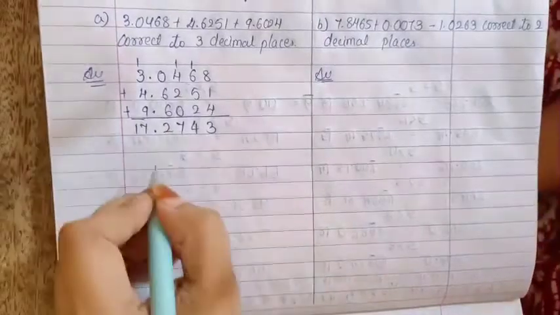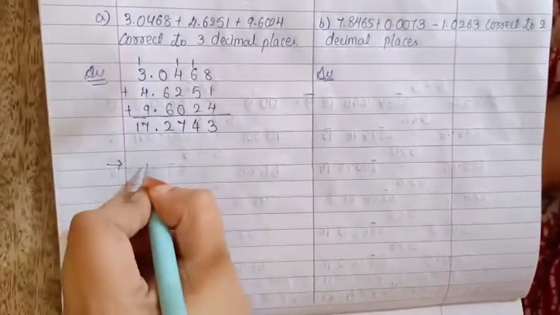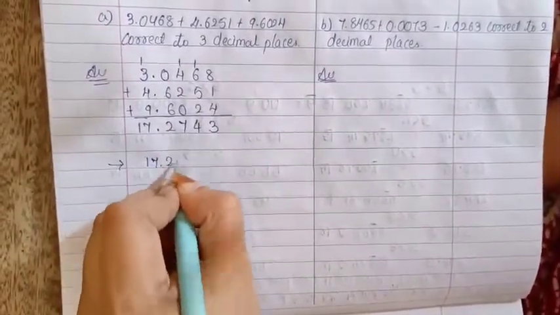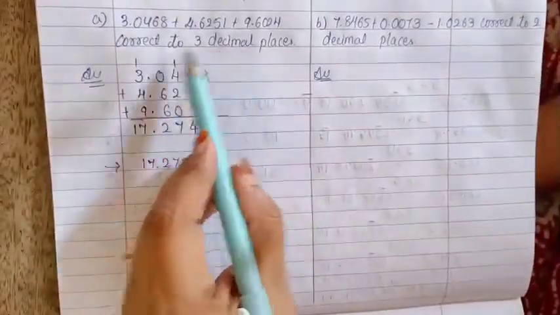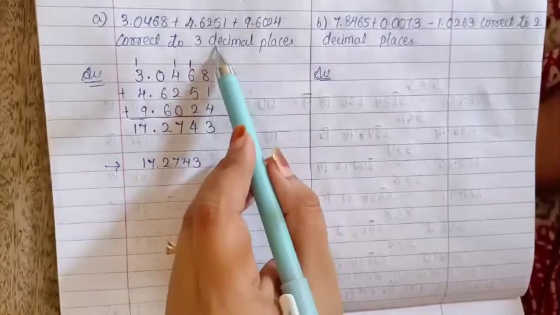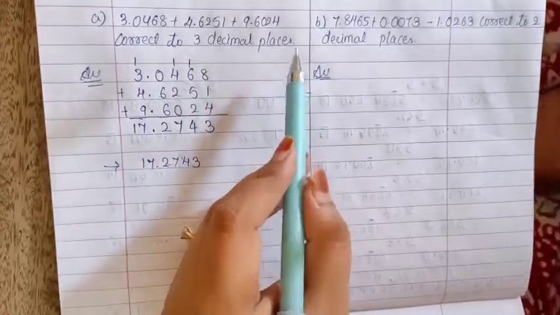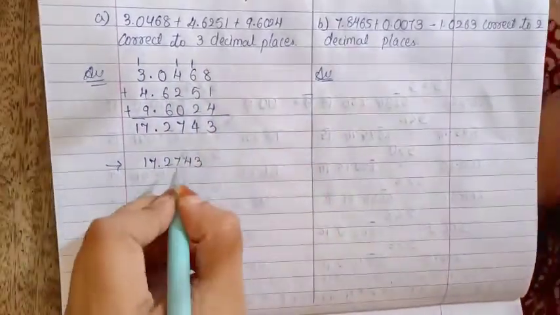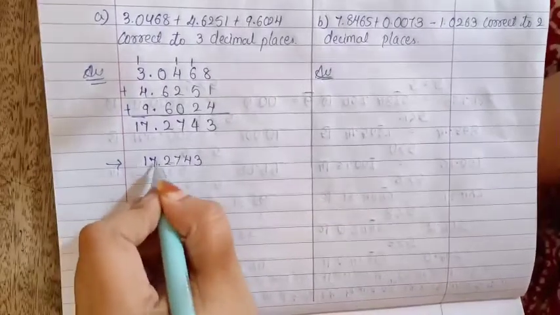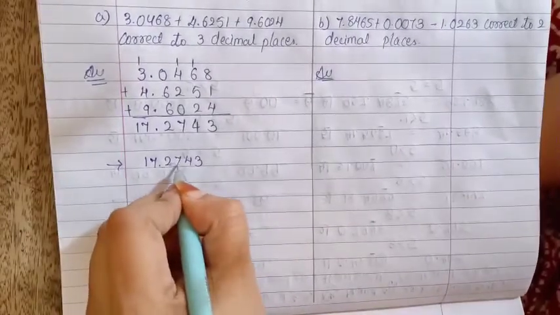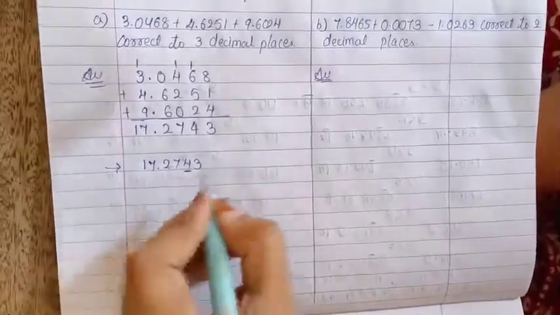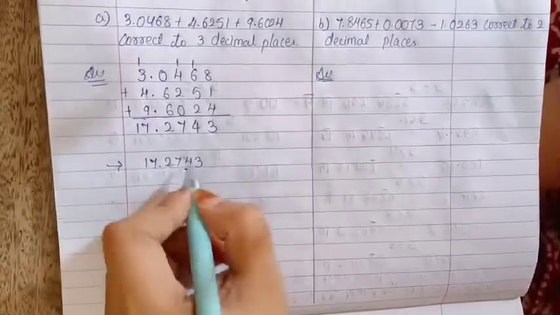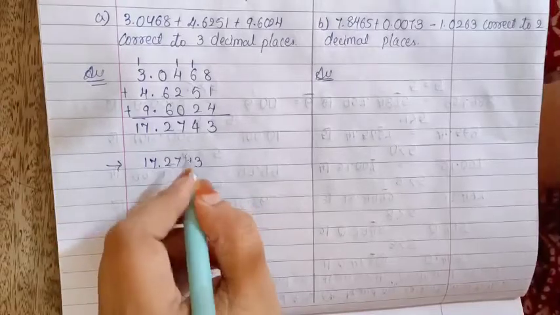So what is the answer we got? The answer we got is 17.2743. Now what is written in the question is that we have to correct to 3 decimal places. So we have to see the 3 decimal places. See here, this is a whole number, 10th, 100th and 1000th. So here we have to see this number. This is on the 1000th place, 3 decimal places.